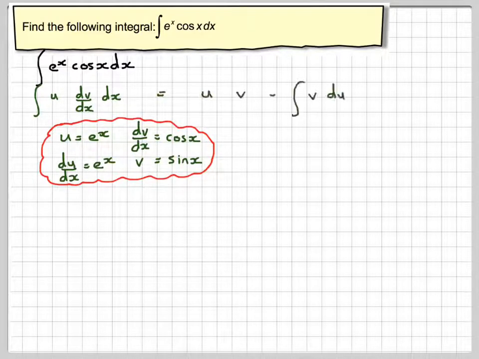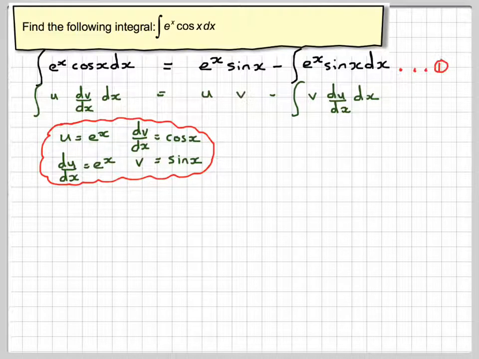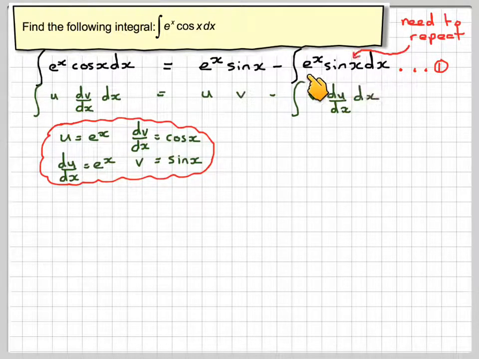Writing out the rest of the formula, uv minus the integral of v du by dx, that's going to be e to the x sin x minus the integral of v times du. V times du will be sin x times e to the x. We'll write it back that way, and we'll have to stop there and call that equation 1, and we'll need to repeat the process to integrate this. So whatever you made u and dv here, you must do the same here.